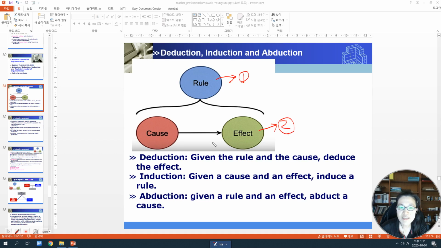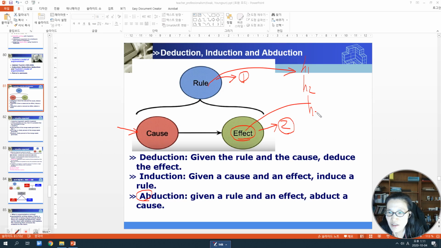And the last one is abduction. It's a kind of drawing out a cause of a certain effect. We start from an effect, and then you guess or suggest a hypothesis. Hypothesis 1, hypothesis 2, hypothesis 3, and so on. And you eliminate an impossible hypothesis, because it's not possible.